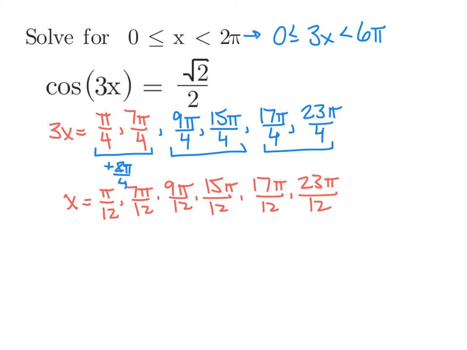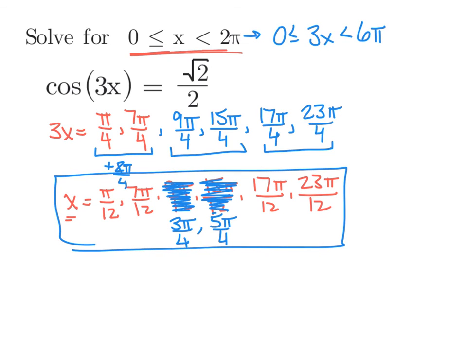And one thing I want to point out is notice that our last value, 23 pi over 12, is still smaller than 2 pi. All of our x's are supposed to be in between 0 and 2 pi. Of course, looking over our solutions, we see that what we should do is take this 9 pi over 12 and simplify that into 3 pi over 4. And we should do the same thing with 15 pi over 12 and simplify that one into 5 pi over 4. Then we have all 6 of our solutions.